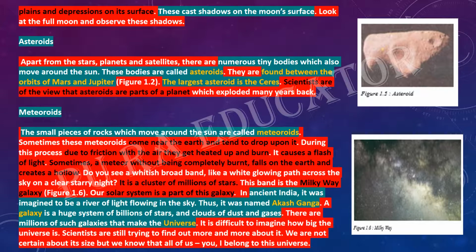Now we'll see the meteoroids. Meteors are small pieces of rock which move around the Sun. Sometimes these meteors come near the Earth and drop upon it. Due to friction with the air, they get heated up and burn, causing a flash of light. Sometimes meteors, without being completely burned, fall on the Earth and create a hole.